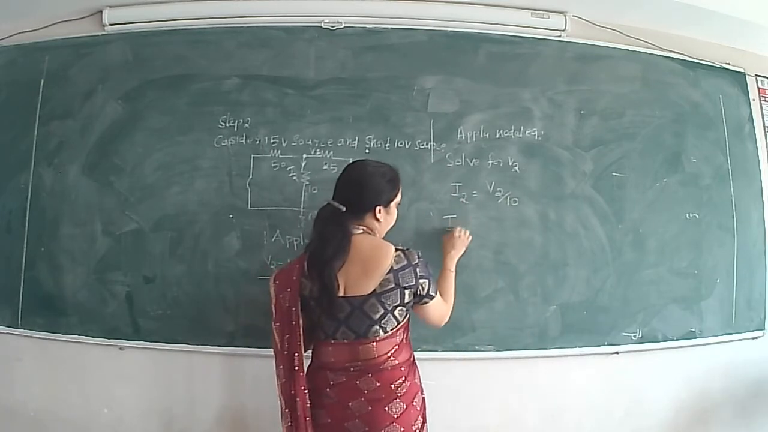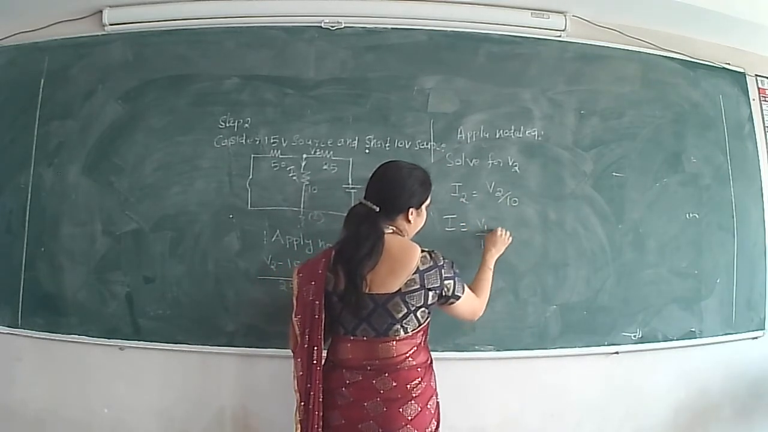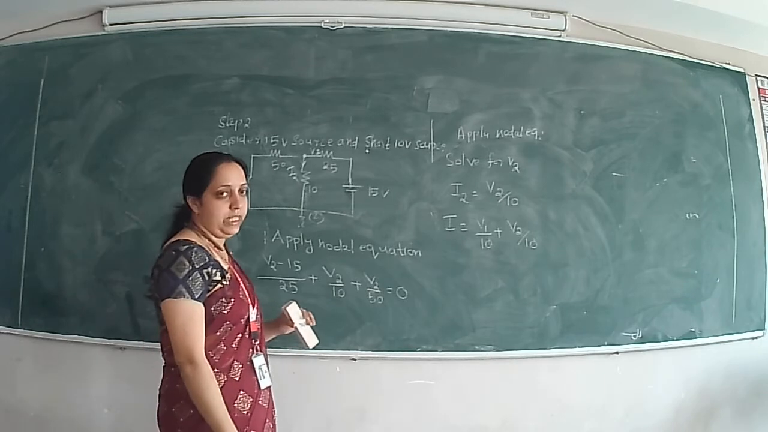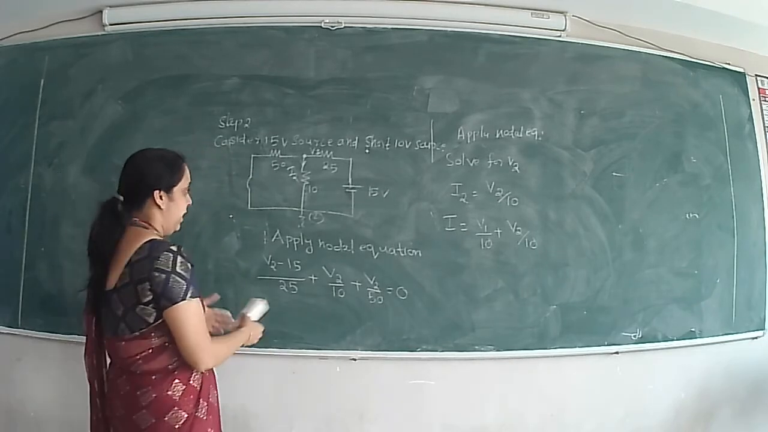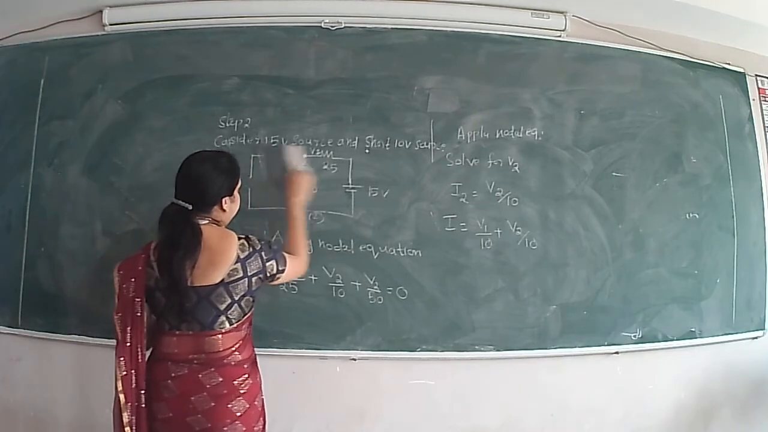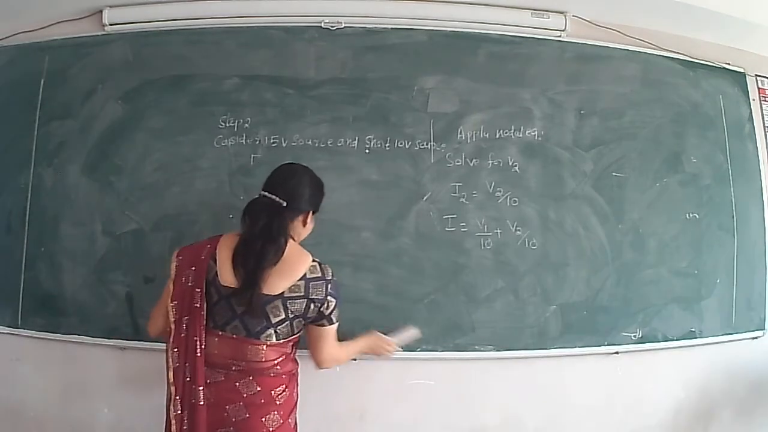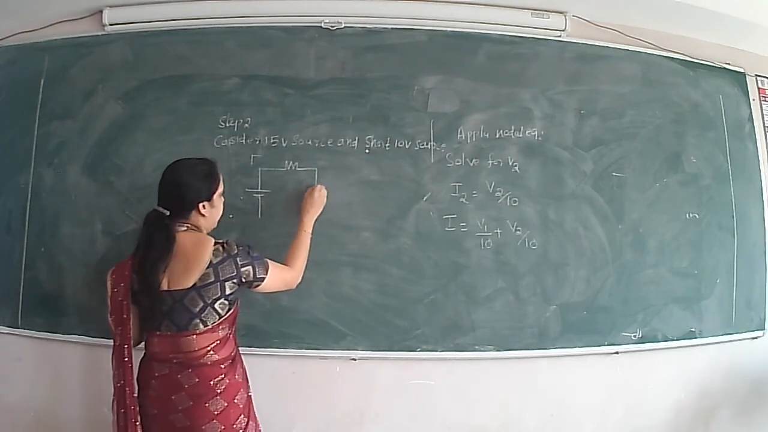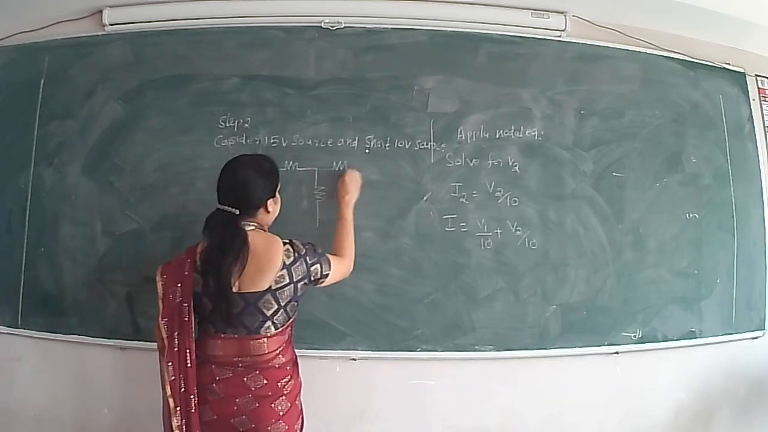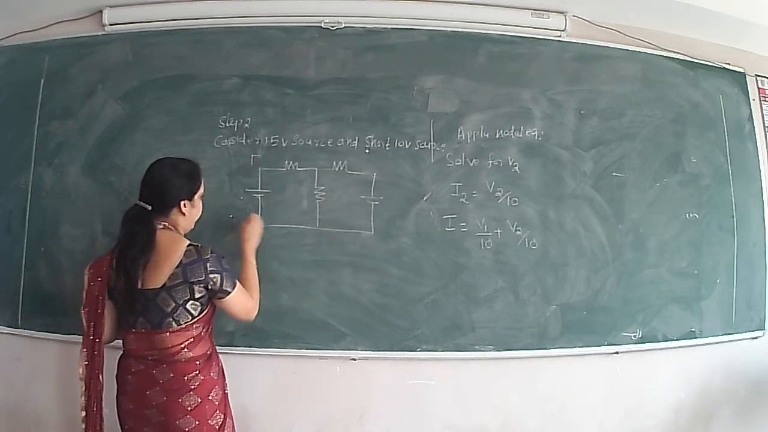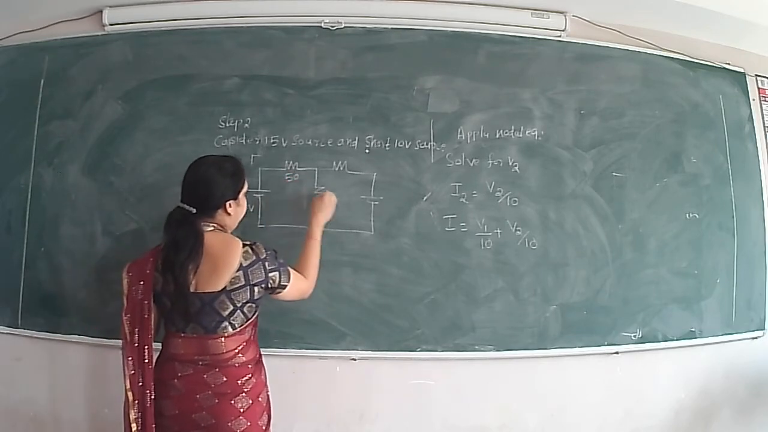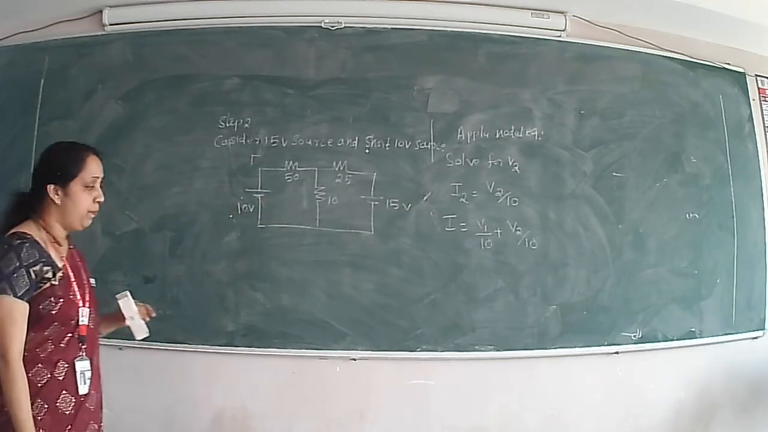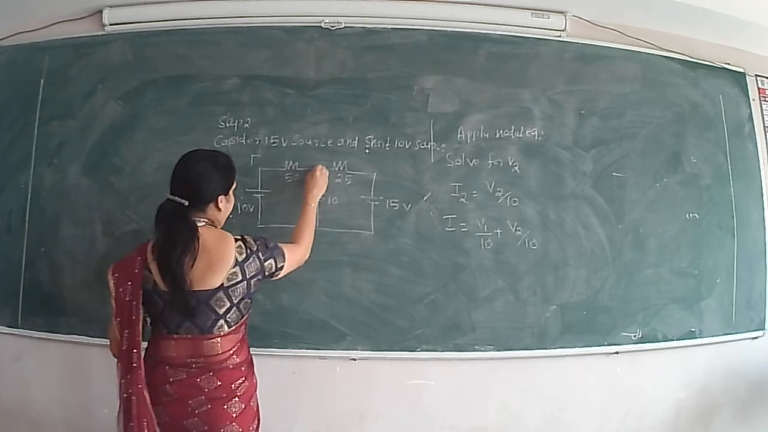Then as per the superposition theorem, I will be equal to V1 by 10 plus V2 by 10. So this is the superposition theorem. Now if we want to check whether we are getting the same answer: we have two sources, and if the question is to prove the superposition theorem, the first circuit we have to solve is this one, with 10 volt, 50, 10, 25, 15.